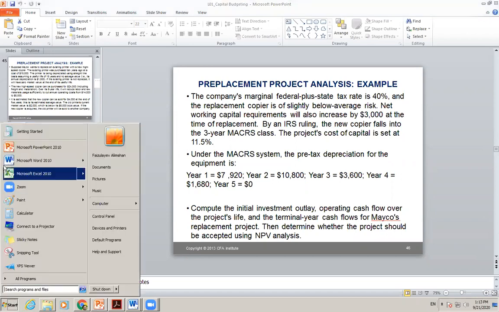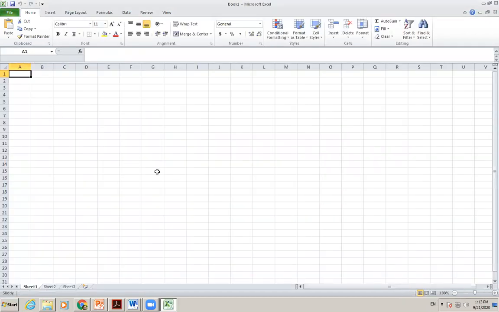So I'm starting the Excel here. Fixed capital investment, net working capital investment.